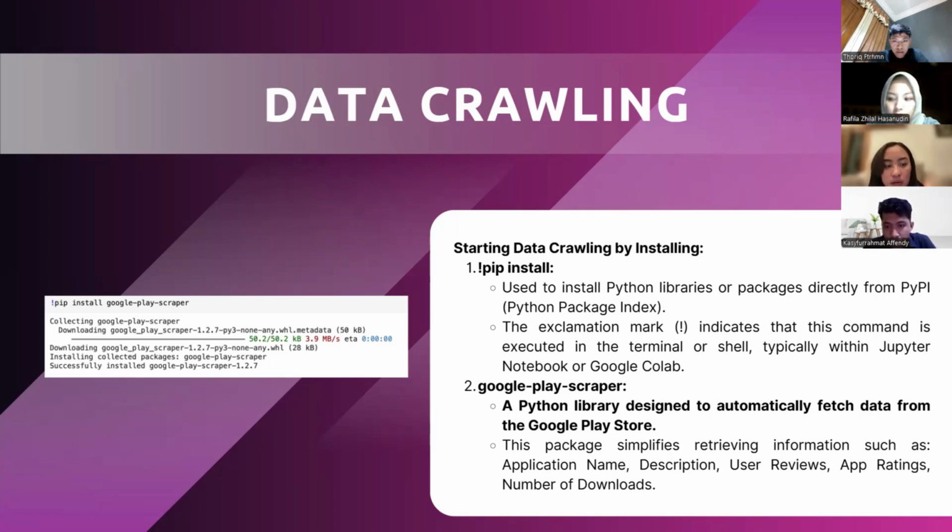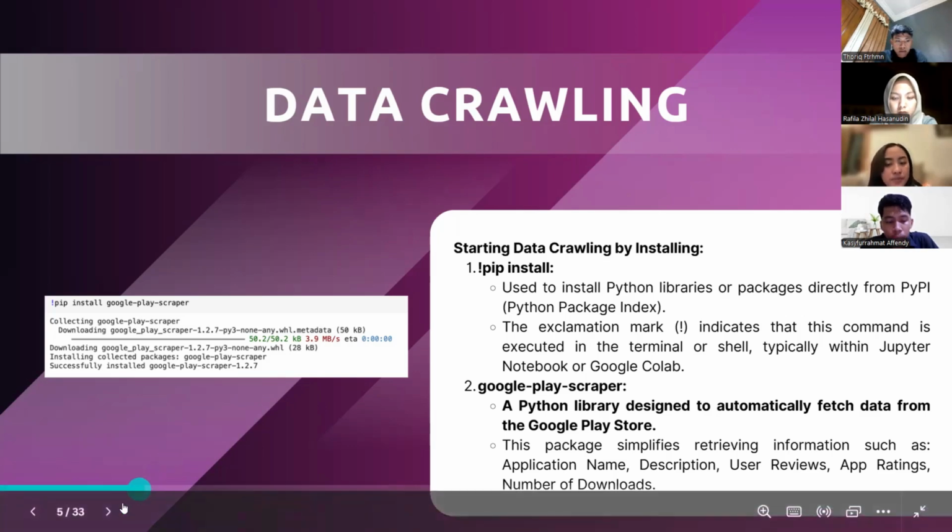The second one, we use Google Play Scraper because we're searching the data from Google Play. It is a Python library designed to automatically fetch data from the Google Play Store. This package simplifies retrieving information such as application name, description, user reviews, app ratings, and number of downloads. What we search for is the data from the application Instagram.